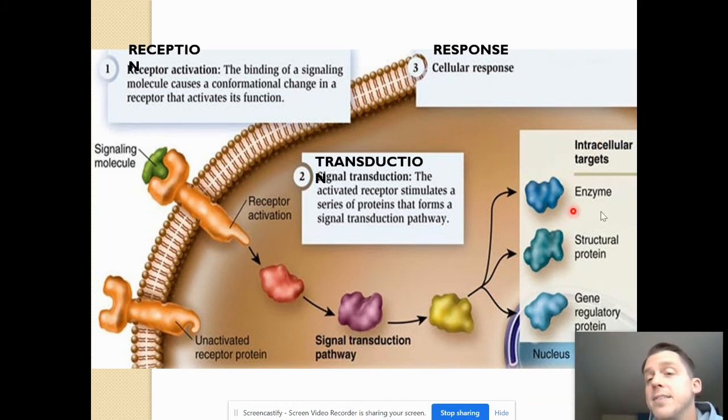We might be making an enzyme, so we could activate an enzyme. We could activate a structural protein. We could activate a gene regulatory protein, which can help the nucleus make some other protein. It can help it transcribe.